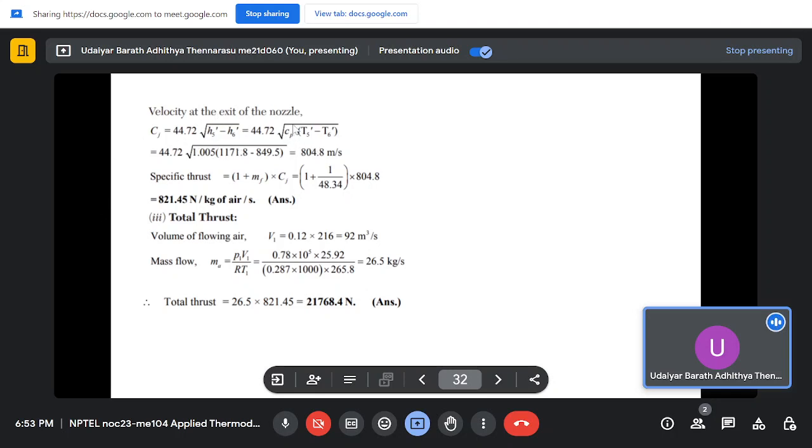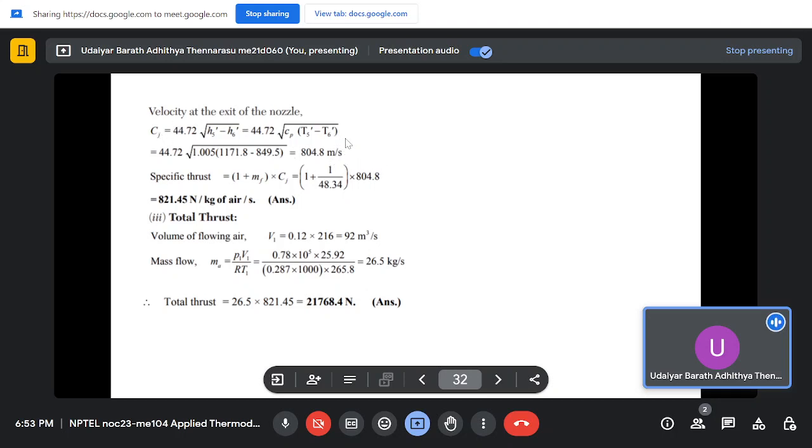Here Cp should be substituted in terms of kilojoule. If you take the root of 2000, it will come out to be 44.72. Root of 2000 because 1000 is from kilojoule and 2 from Cj square by 2. So it is 44.72 root of Cp times the change in temperature. So we now know the actual temperature out, and substituting the temperatures, we get the jet velocity as 804.8.